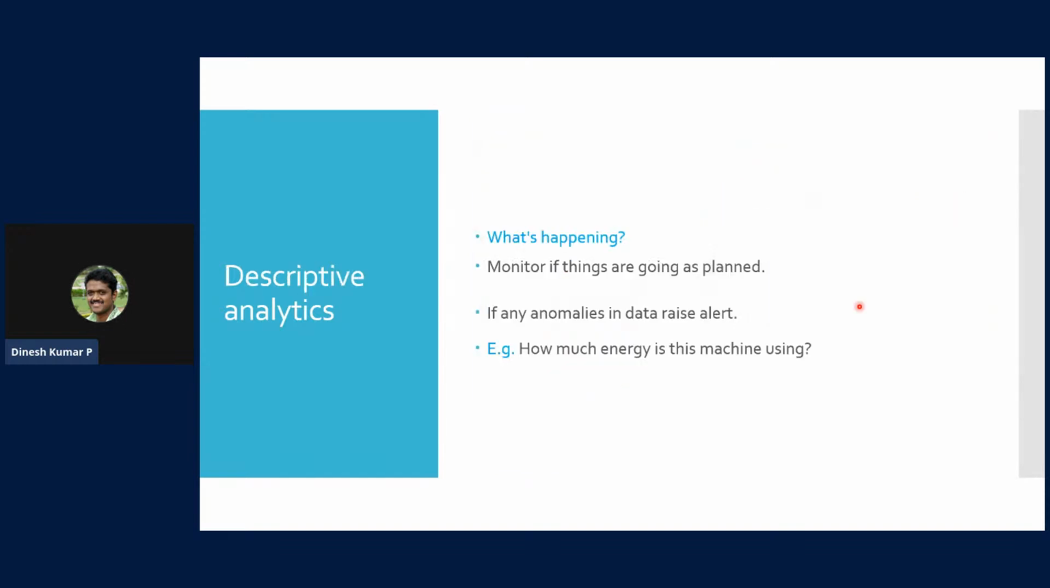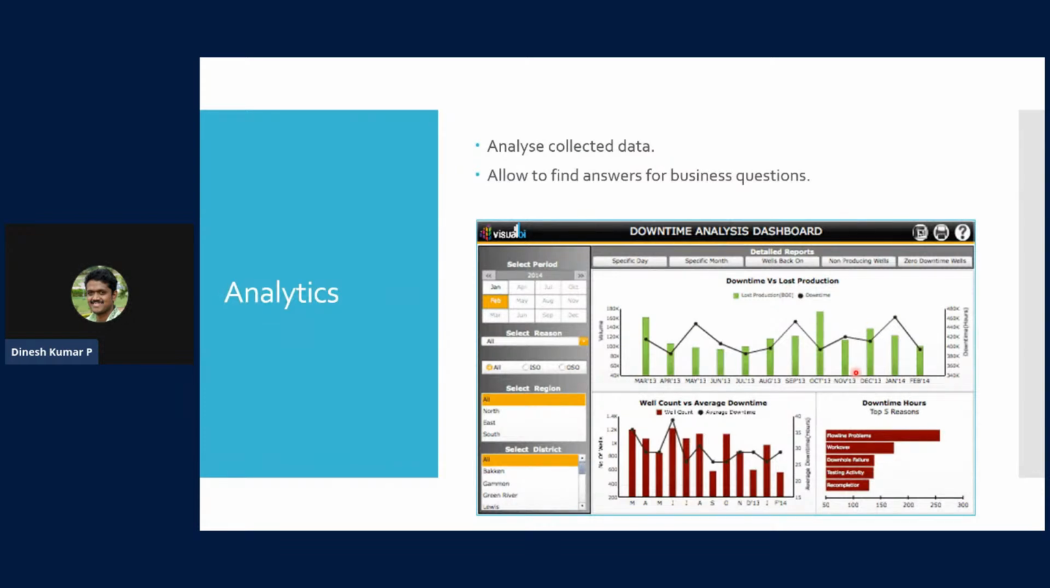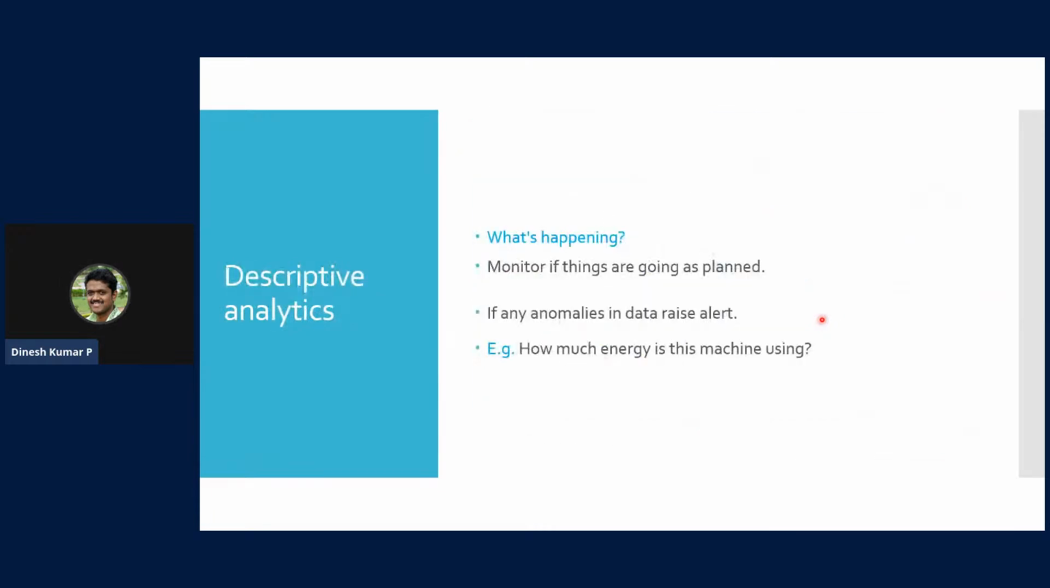Now let me explain this in terms of a simple example. Descriptive analytics is nothing but finding answers to what's happening or what has happened in the past, right? So you will be checking and monitoring if things are going as planned. For example, as I told earlier, as a team you would be given a goal that your downtime limit could be so and so, but the loss of production should not exceed so and so limit. So this is a planned one, right? That could be analyzed, whether the production has not gone down too much due to the downtime, right? And of course, if there is any anomaly in the data, the respective business people will take the respective alert decisions, right? So a simple example would be how much energy is this machine using right now or yesterday, right?